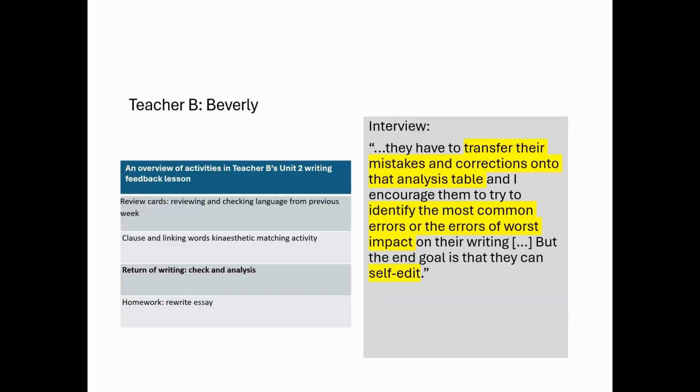But again, Beverly had a series of activities. She started by reviewing and checking language from the previous lesson. Then there was an activity on clauses and linking words, and she got the students to stand up, and they had to stand in the correct order according to the clause or the part of the clause they were holding. Then she returned the writing, and we had this analysis exercise, and then she asked them to rewrite the essay for homework.